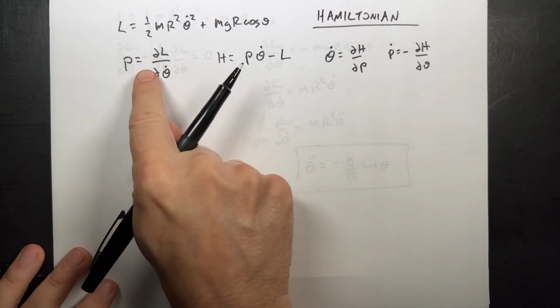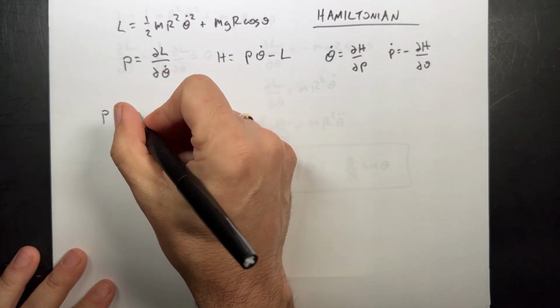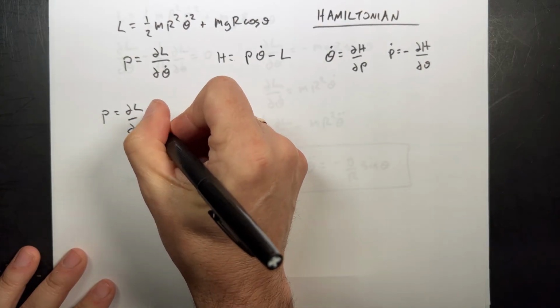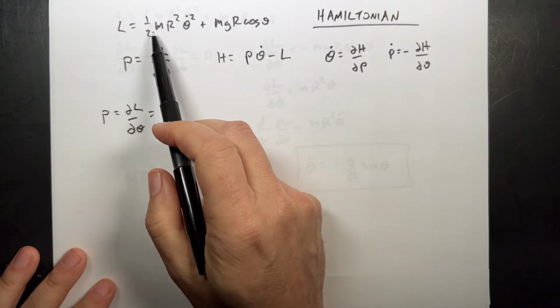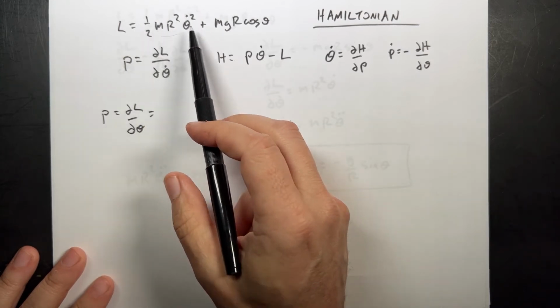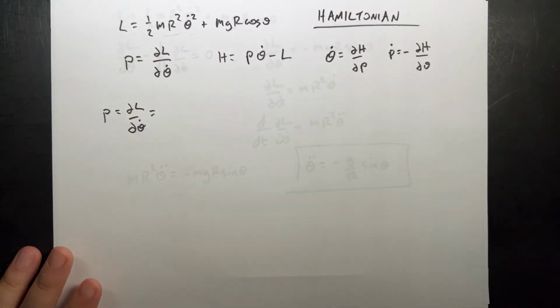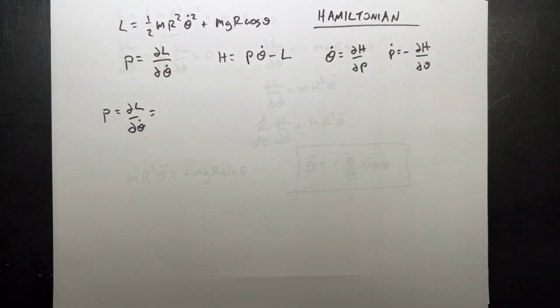Number one, I need to find the momentum. So let's find the momentum. P is equal to the partial of L with respect to theta. There's my L. So if I take the partial of this with respect to theta, there's no theta term right there. There's a theta dot. But there is a theta term. Oh, no, I'm sorry. If you're counting errors, you're like, oh, he made another mistake. Yeah, it's okay. We make mistakes.